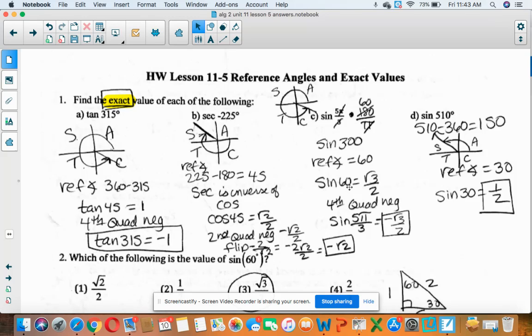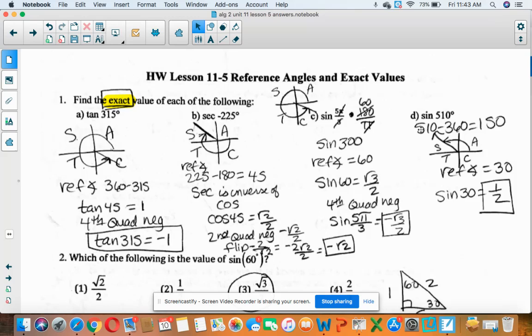The sine of 60 degrees, I have that memorized, is radical 3 over 2. I am in the fourth quadrant though, and sine is negative in the fourth quadrant, so it's going to be negative radical 3 over 2. So my original problem wanted me to find the sine of 5 pi over 3, and that answer is negative radical 3 over 2.